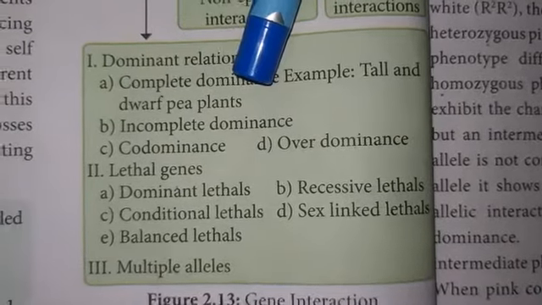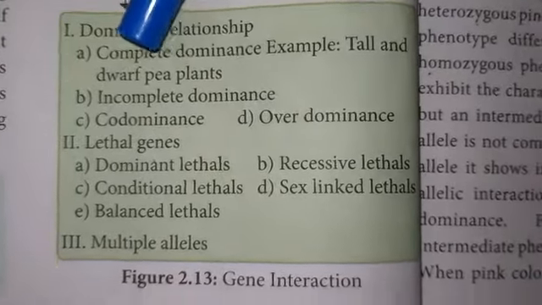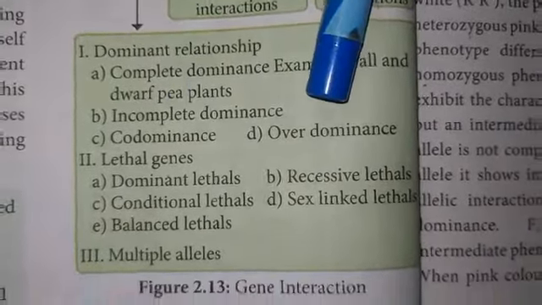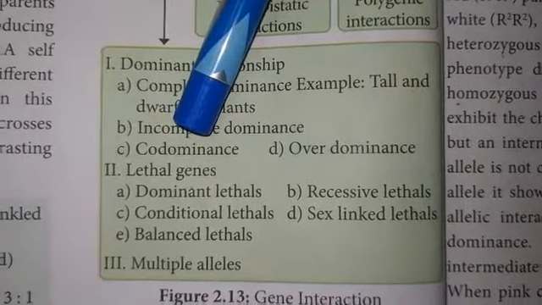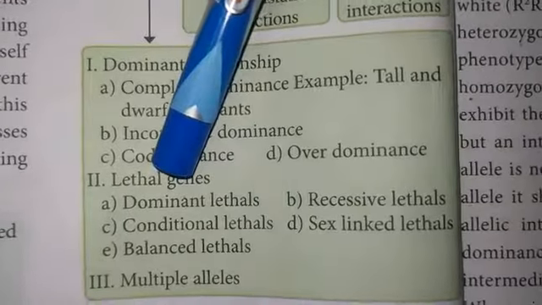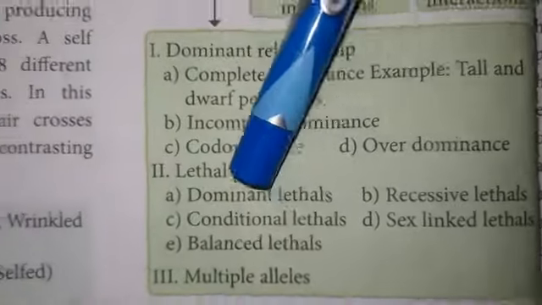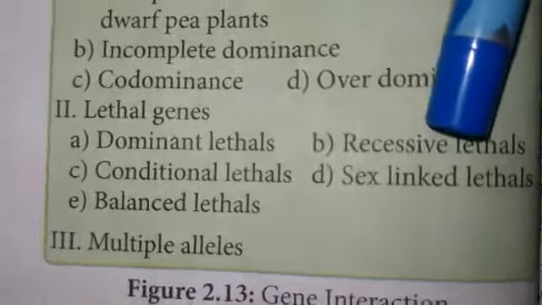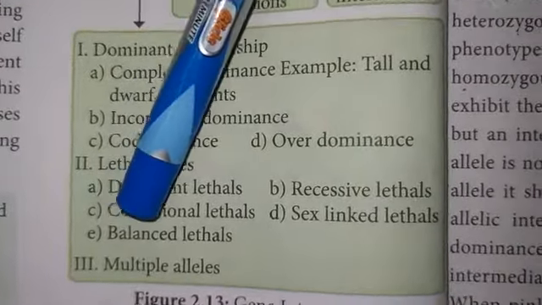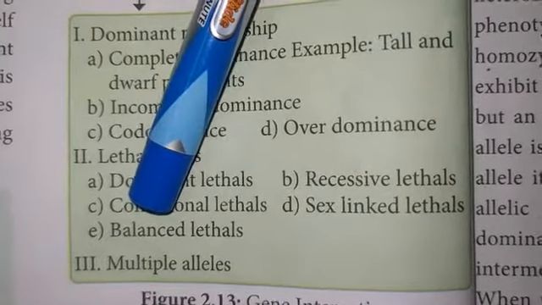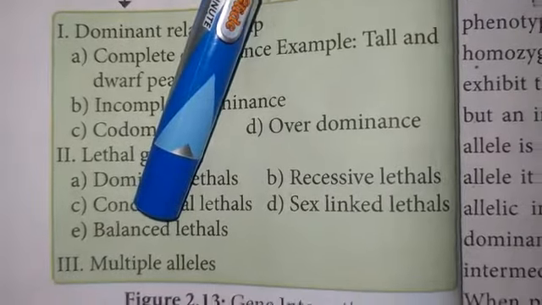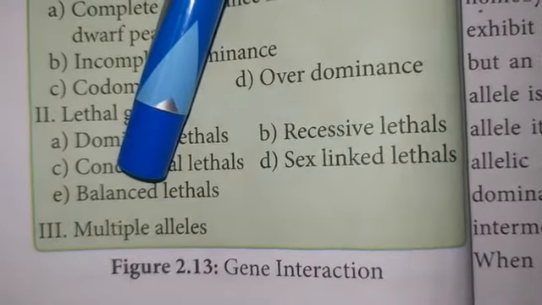Incomplete dominance is again classified into incomplete dominance, codominance and over-dominance. The next is lethal genes. Lethal means which causes death. These include dominant lethals, recessive lethals, conditioned lethals, sex-linked lethals and balanced lethals. The last type is multiple alleles, where one phenotype is controlled by two or more alleles.